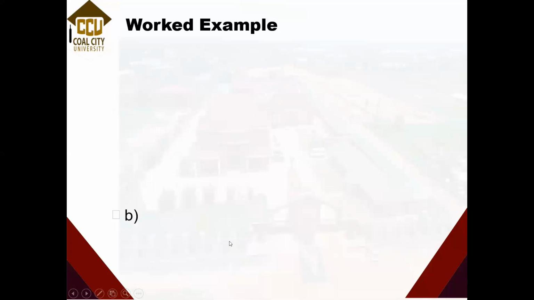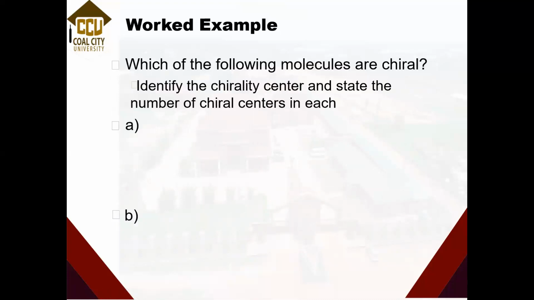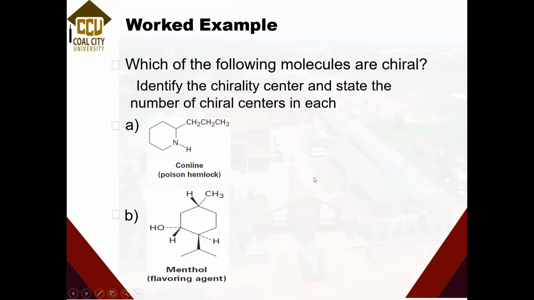So let's see some worked examples. Which of the following molecules are chiral? Identify the chirality centers and state the number of chiral centers in each. We'll identify the chirality centers, and we'll state the number of chiral centers or chiral carbons present in each of the molecules.